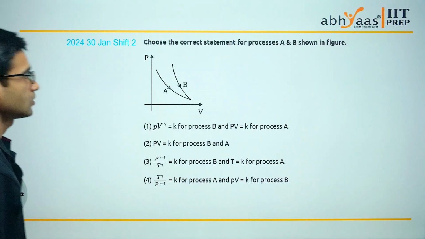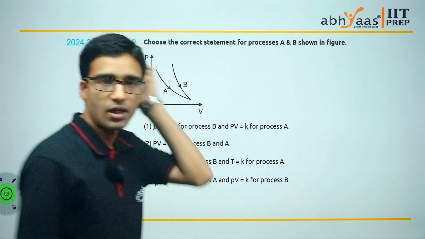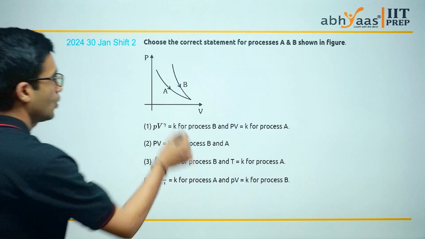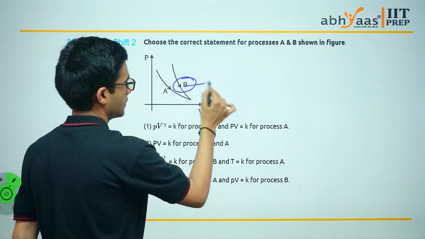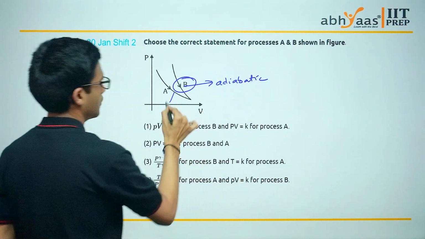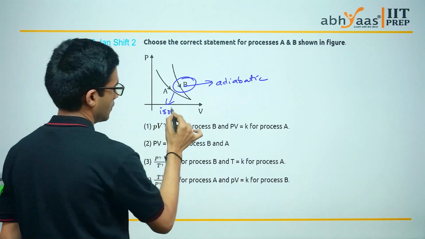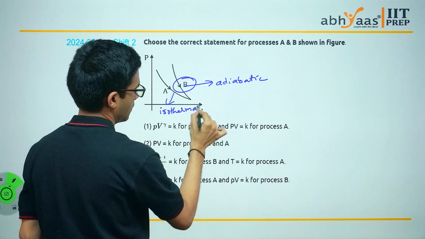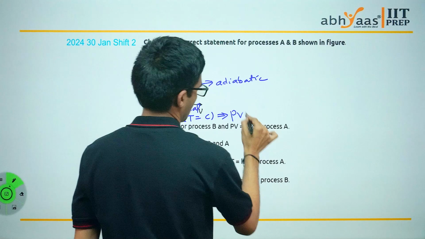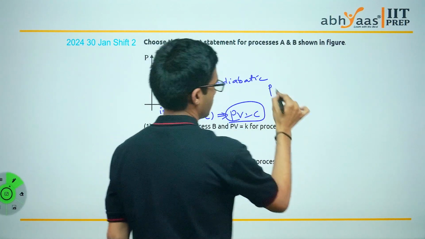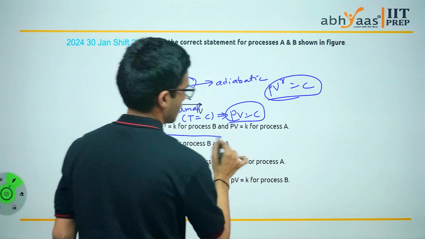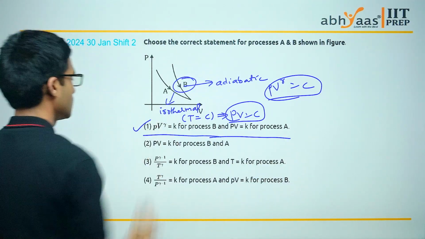Next question is also related to a PV diagram, where two processes are given. Whenever it is given like this, the steeper curve represents the adiabatic process. The less steep one is isothermal. Isothermal process means temperature is constant, that is PV equal to constant, whereas the adiabatic process is PV^gamma equal to constant. So B is adiabatic and A is isothermal. This is the answer.